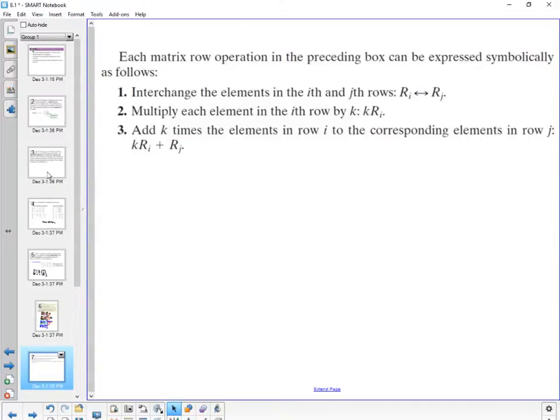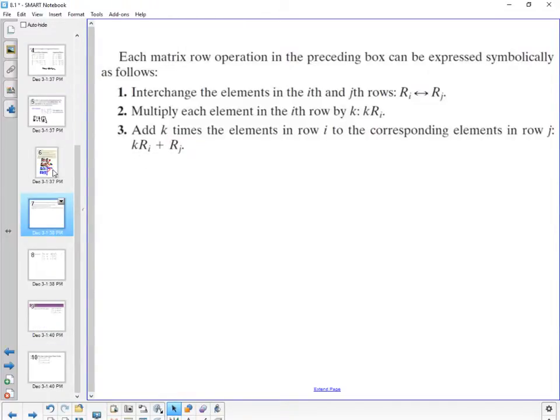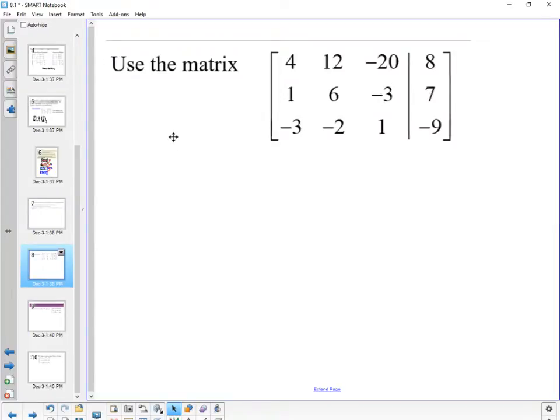Oh, here's a notation for you one more time. I'm just going to move on. Here we go. So, hip, hip, hooray.